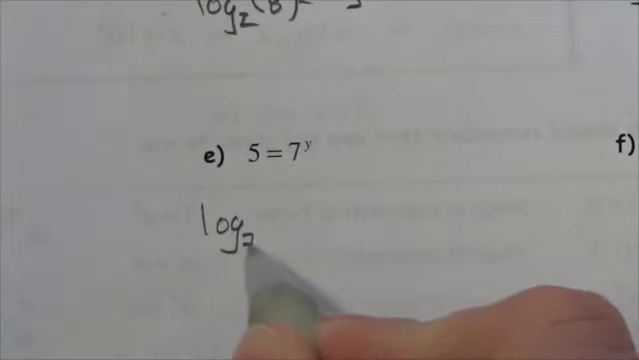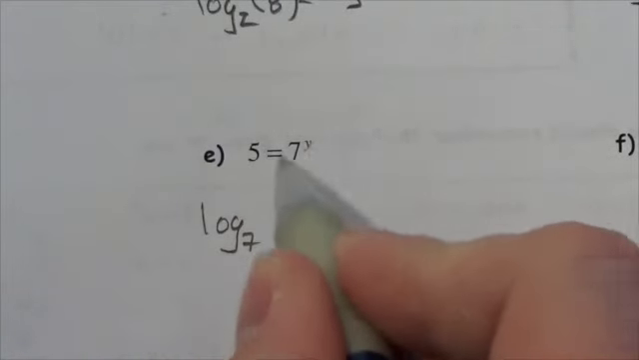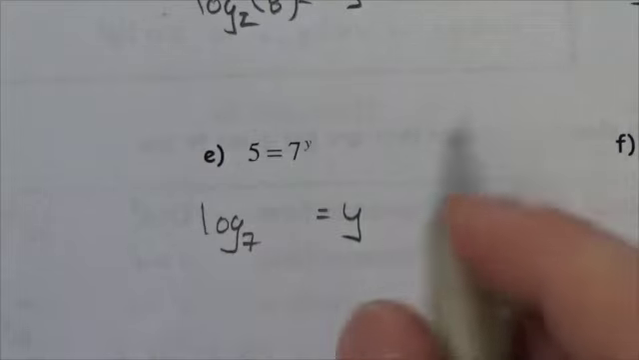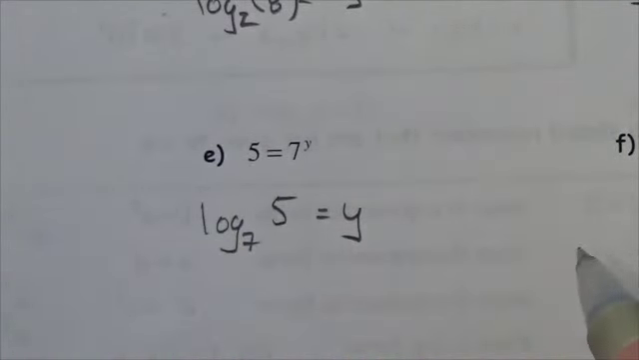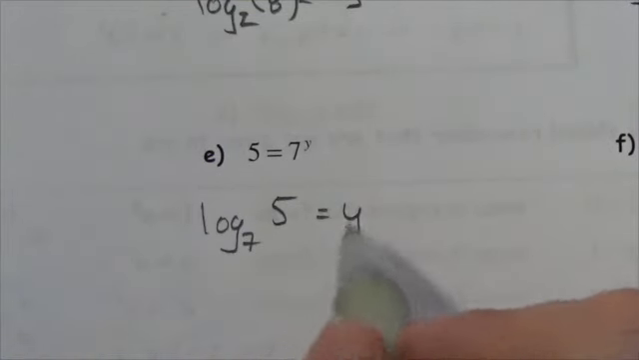Again, there's my power, so the base of the power becomes the base of the logarithm. Whatever the exponent is, that's what the logarithm equals. And whatever the power was equal to, that becomes the argument of the logarithm. So log base 7 of 5 is equal to y.